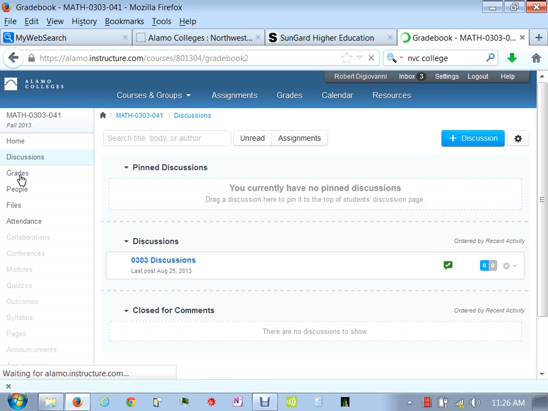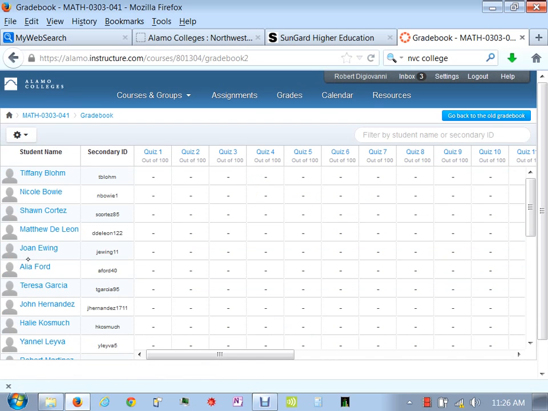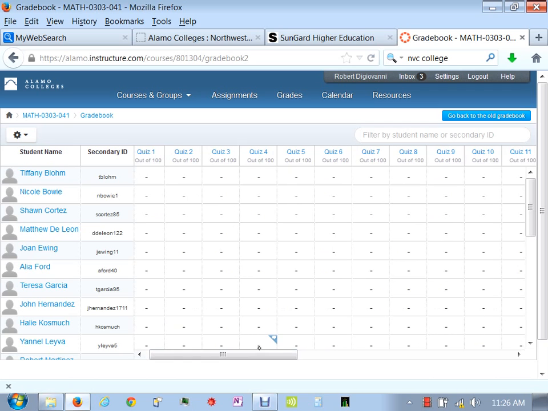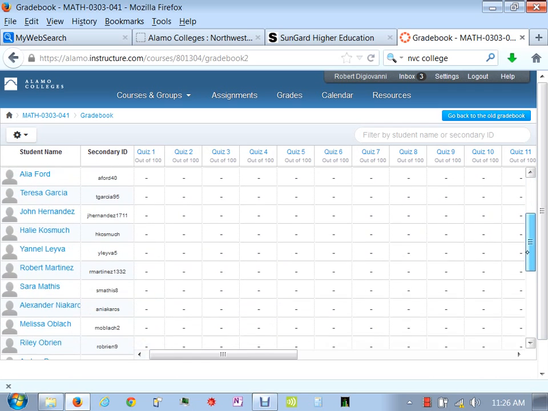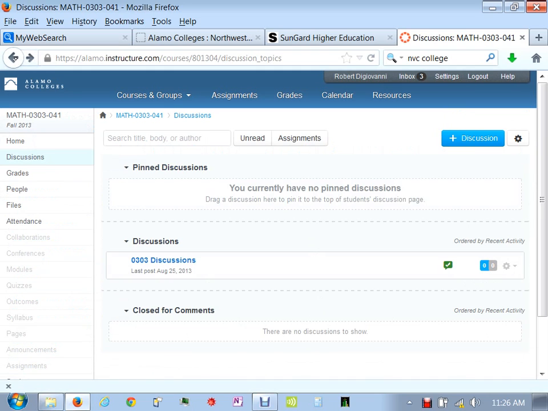Grades. So I'm going to scroll over here. Well, I have a bunch of names there. I have a bunch of grades listed here for the whole semester. If you click on grades, what'll happen is it'll just bring up you, and it'll list all your grades for the semester. And what I'm going to be doing is just every time you have a quiz or something, I'm going to input it here.